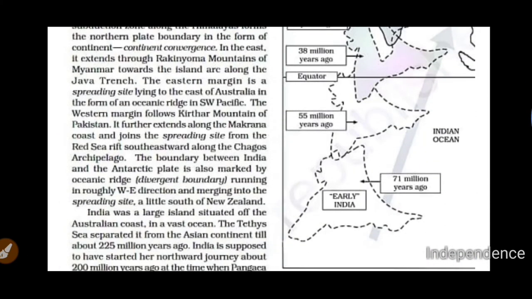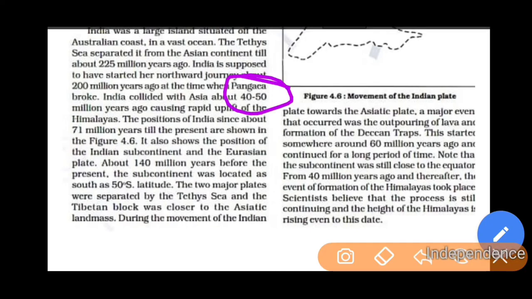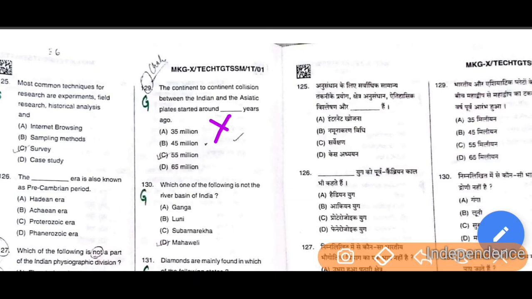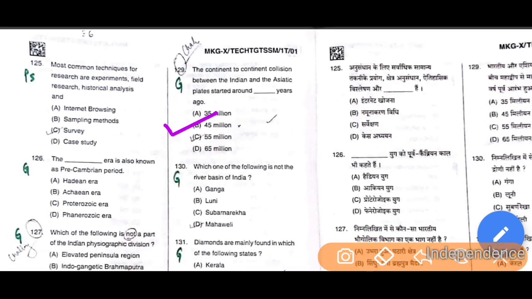This is from the NCERT of class 11. India collided with Asia about 40 to 50 million years ago, causing rapid uplift of the Himalayas. So we know the answer is around 40 to 50 million years ago. Now the options say 35, definitely not. 45, 55 and 65. So 65 definitely not. Now 45 and 55. It reads as 40 to 50 million years ago, so it might have begun around 40 for sure. So the answer is B, 45 million years ago.